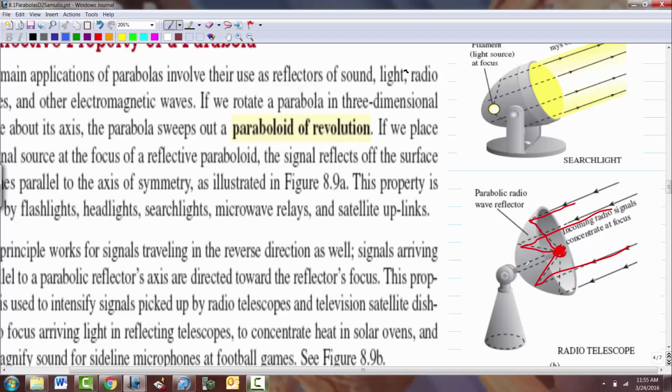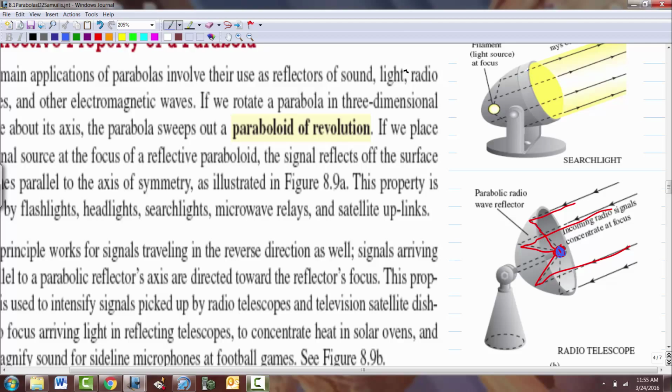What's the point of the dish then? The point of the dish is it's a parabola, and the receptor is right at the focus of that paraboloid, I guess we'll call it. And the dish actually takes the signals that hit the dish, and because this is right at the focus, directs this signal right to the receptor. So what do you think that does for your TV? Gives you a better picture.